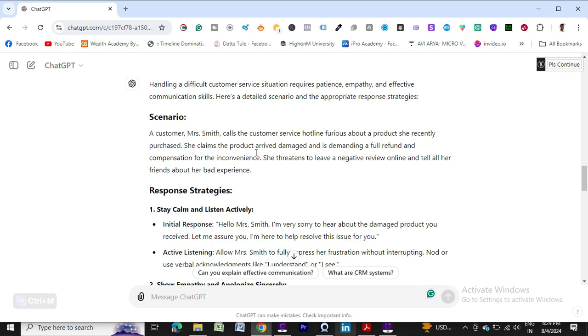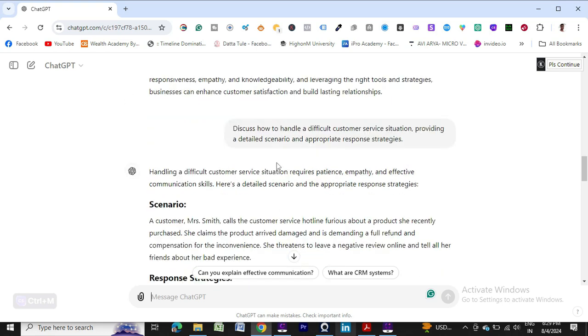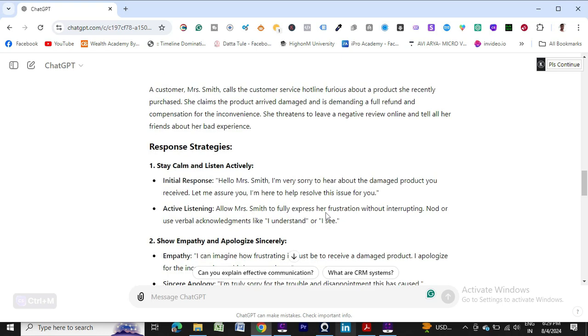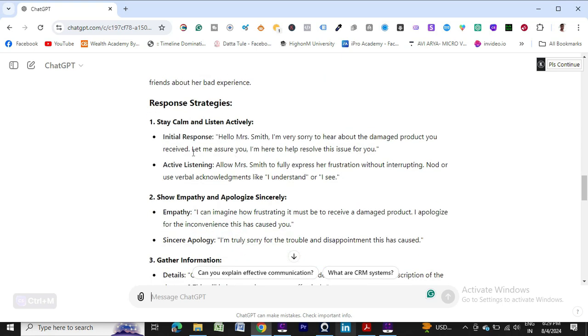Otherwise, for experiment purposes, testing purposes, or any information purpose, you can write this prompt. ChatGPT will create the scenario and provide the solution. So it has created a scenario and now it's providing the solution. Response strategies: stay calm and listen actively. So what should the initial response be? Hello, Mrs. Smith, I am very sorry to hear about the damaged product you received. Let me assure you, I am here to help resolve this issue for you.